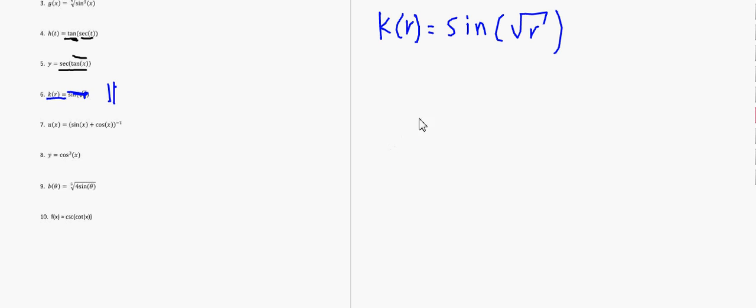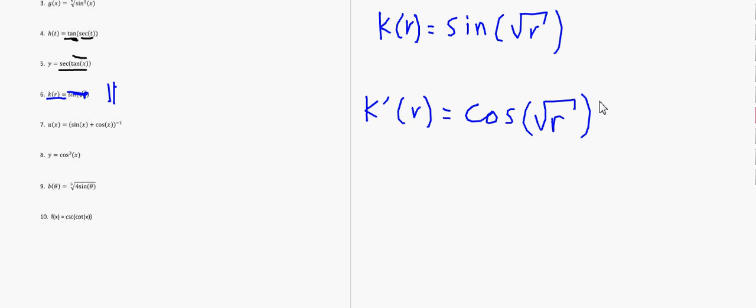Okay. So, K prime of R is going to be deriving the outside function, which is sine, cosine. Inside is staying the same, so square root of R, times the derivative of the inside, which we've done a bunch of times, is 1/2 R to the negative 1/2, which is 1 over 2 root R. So that's number 6. Alright, let's keep going here.